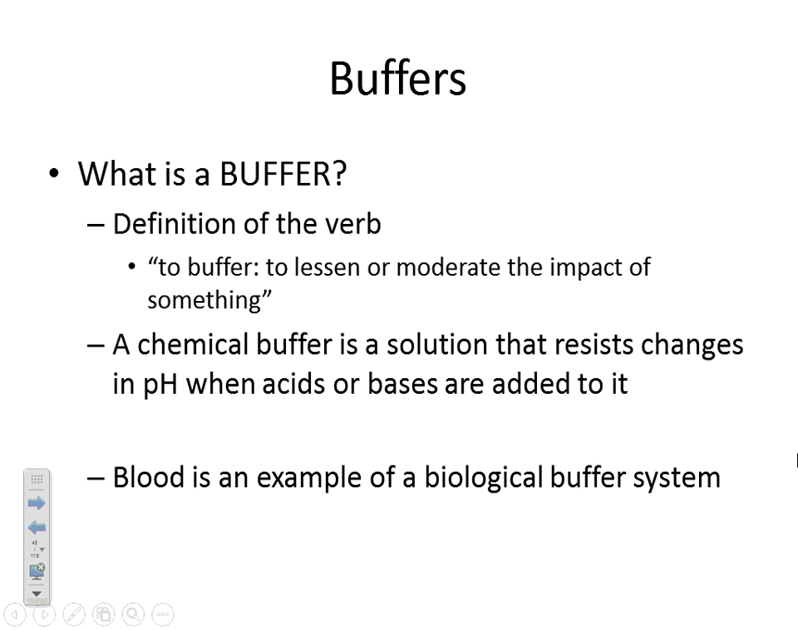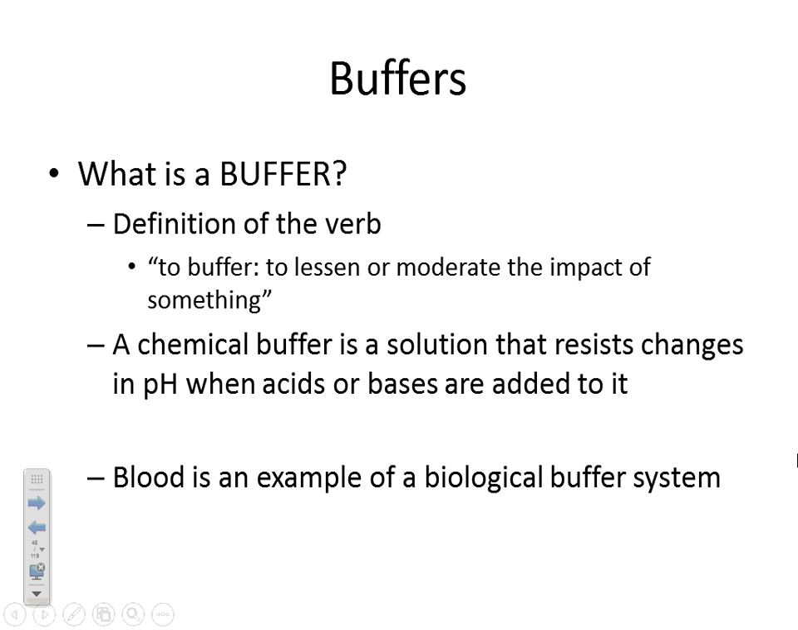A chemical buffer, so in this context, talking about a buffer with chemistry, is a solution that resists change in pH. So that's what a buffer is. It is capable of resisting change in pH when you add an acid or a base to it. So you add some strong acid or some strong base, and you don't get a huge pH change. You get a very minor pH change, and that's a buffer. It moderated the impact of that added strong acid or strong base.